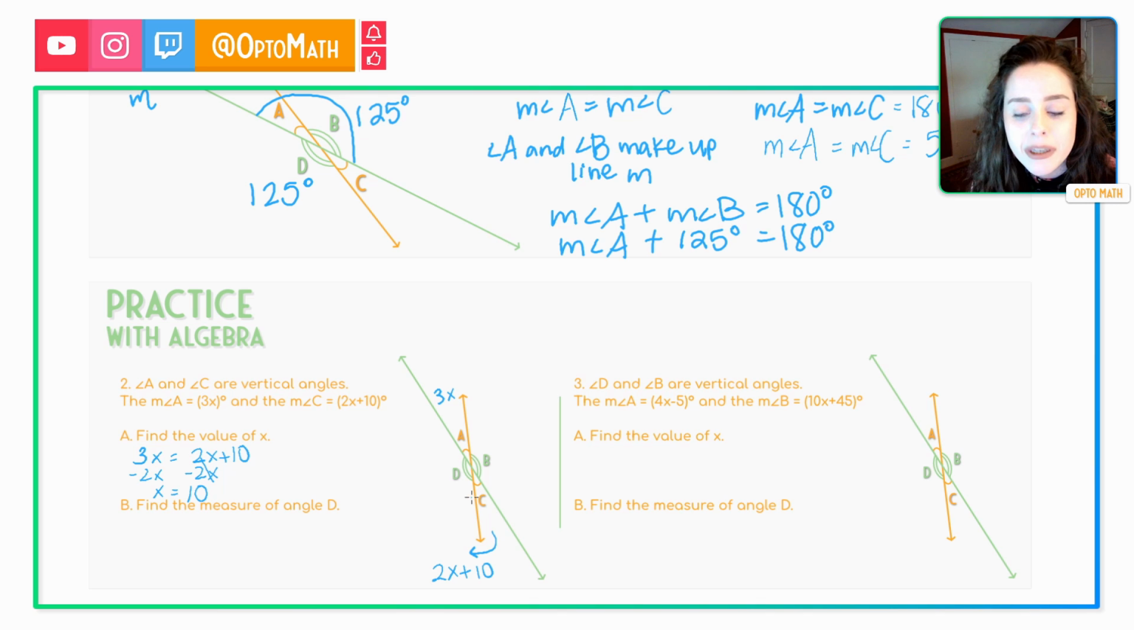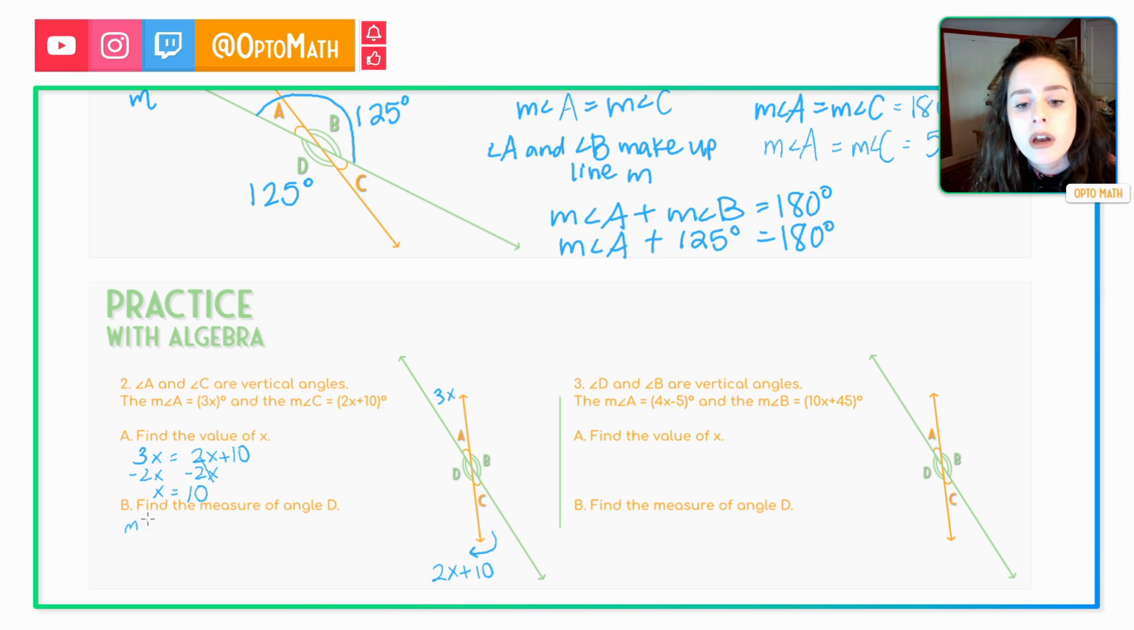Now I say or because you could substitute your x into 3x or 2x plus 10, but you'll still get the same thing because they're equivalent. Then you're just going to subtract that value from 180 because D plus C, those angle measures are 180, but it's also true for the measure of angle A and D together. So I say we go for 3x. It just looks a little bit easier. It's just a little bit smaller, but it doesn't matter.